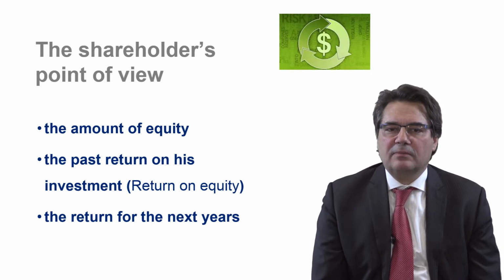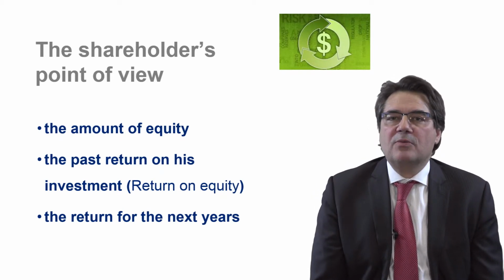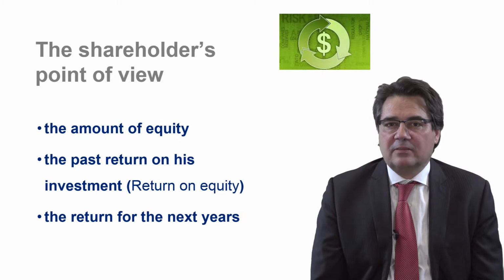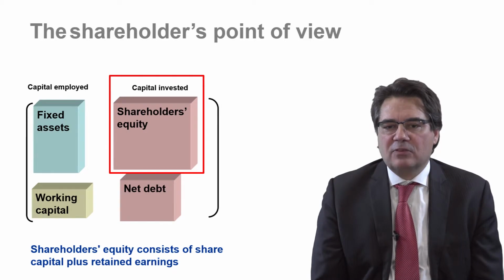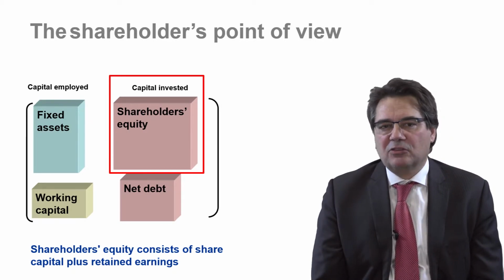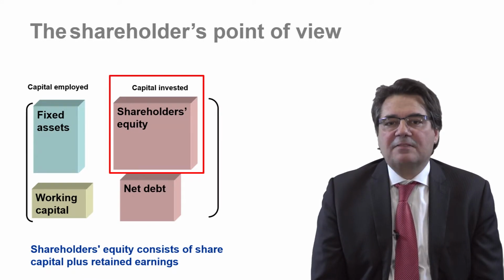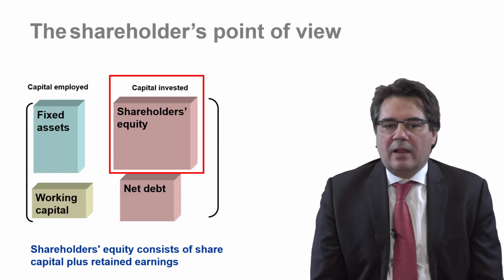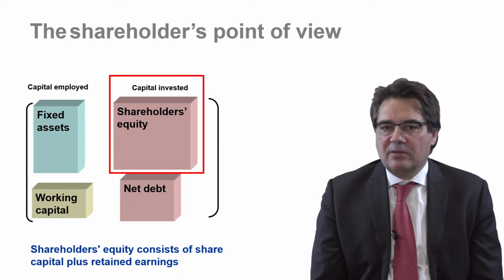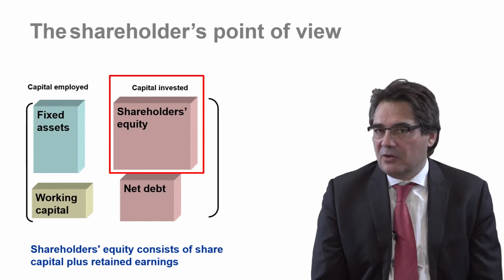From the shareholder's point of view, you have the amount of equity, the past return on his investment, which is called the return on equity, and the return for the next years. From a financial point of view, the company uses shareholders' equity and bank or financial debt to finance its fixed assets and working capital. This is referred to as the capital invested, while shareholders' equity consists of share capital plus retained earnings. Broadly speaking, the return on shareholders' investment is called return on equity.